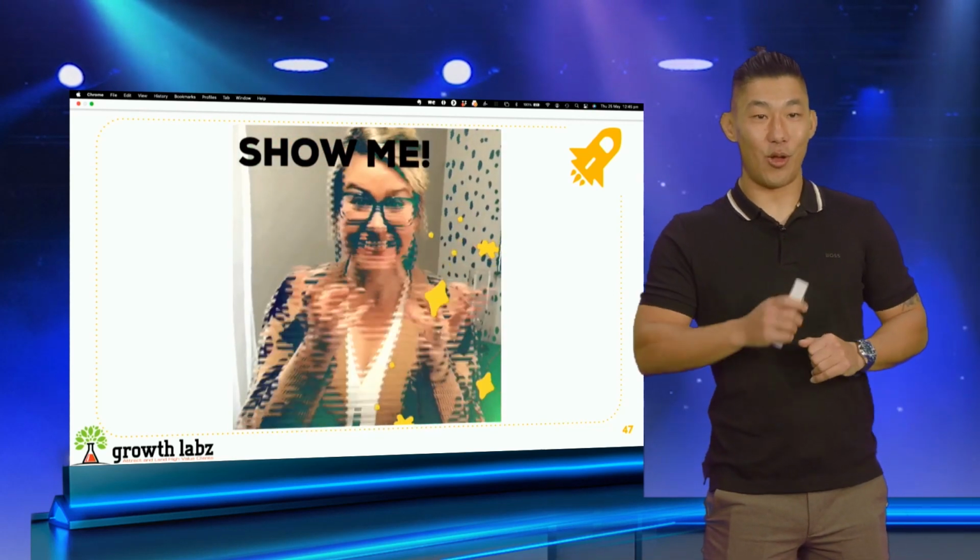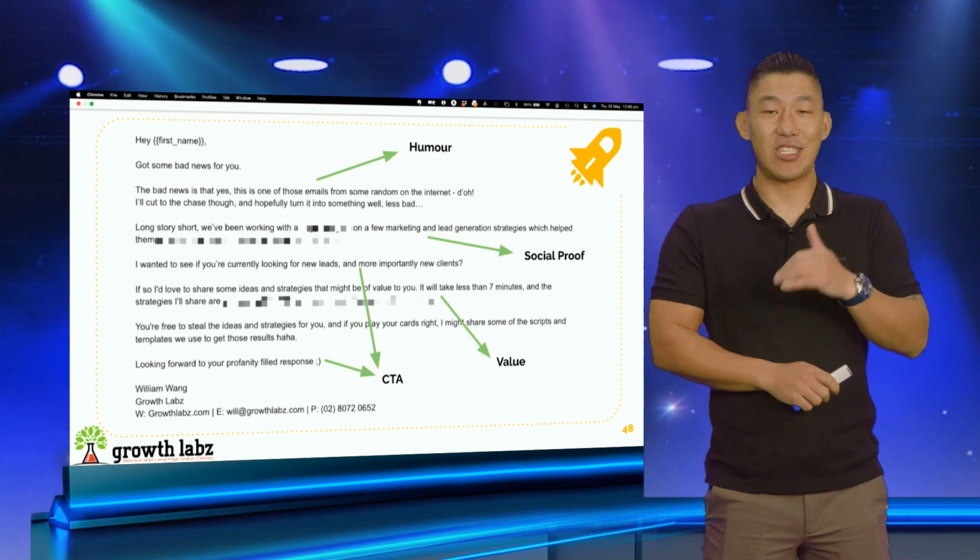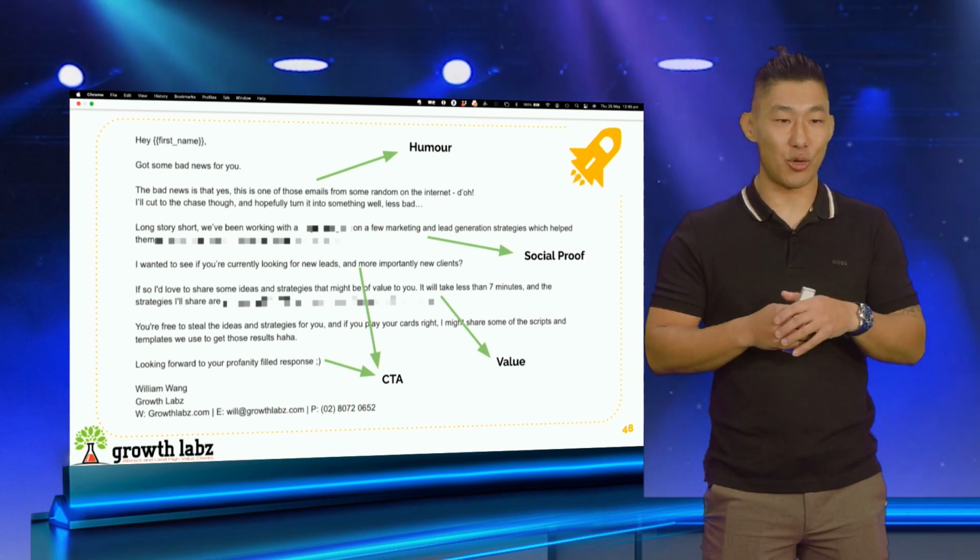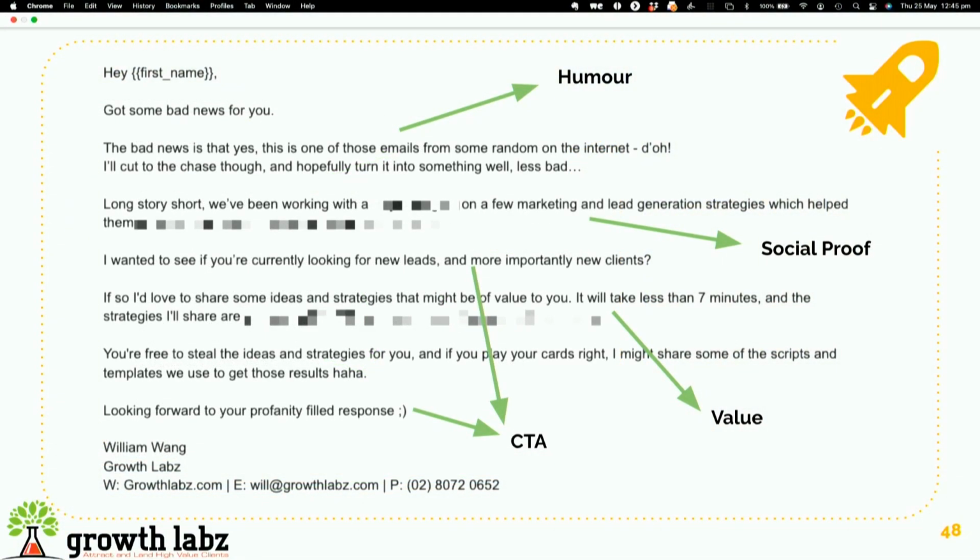Perfect. Okay. Awesome. Now, this is an actual email that I sent out to buyers agents in Sydney a couple of years ago when we were doing a lot more work in the real estate industry. And so the email itself reads like this, right? Hey, first name, I've got some bad news for you. The bad news is that, yes, this is one of those emails from some random on the internet. Dope. So a little bit of humor, a little bit of differentiation coming through.